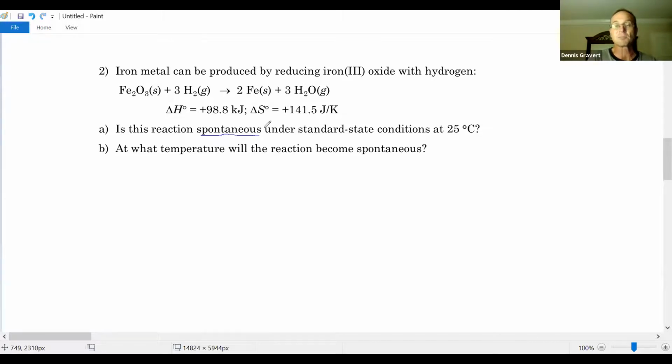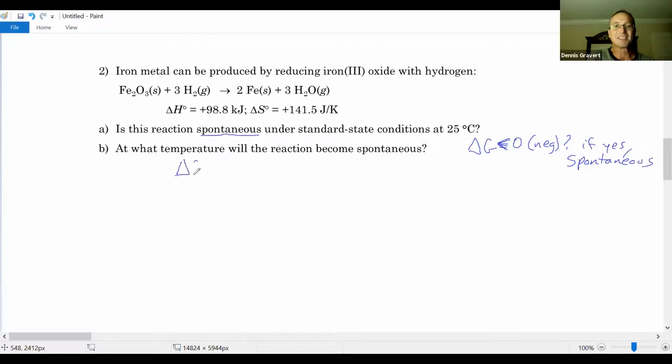Is this reaction spontaneous under standard state conditions? Remember, most people react negatively to something spontaneous. We want to know if delta G is negative, less than 0. Is it negative? If yes, then it's spontaneous.